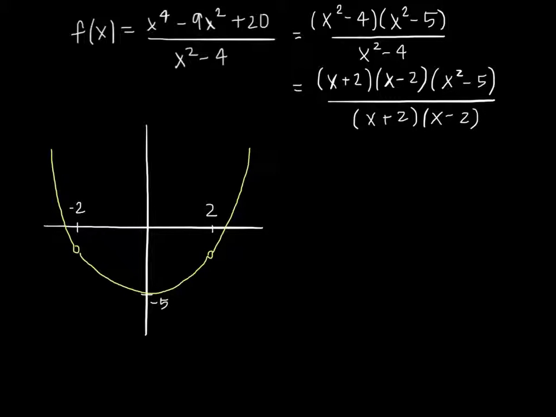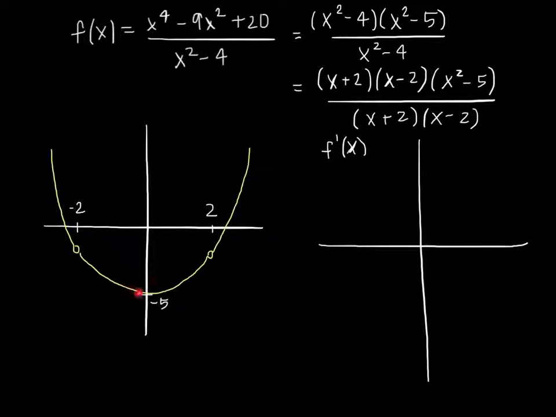Alright, our next step is to draw the derivative of this function. First things first, we need to figure out where the zeros are going to be. Note that our parabola here switches direction right at x equals 0. So that's where our 0 is going to be. It goes from decreasing to increasing there, so the slope goes from negative to positive. Good notes to make on your drawing.